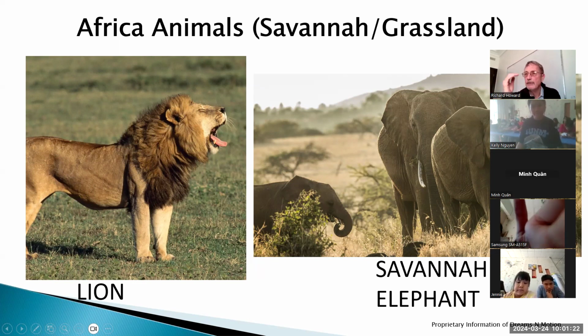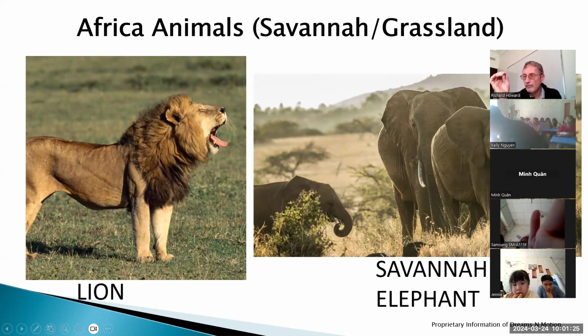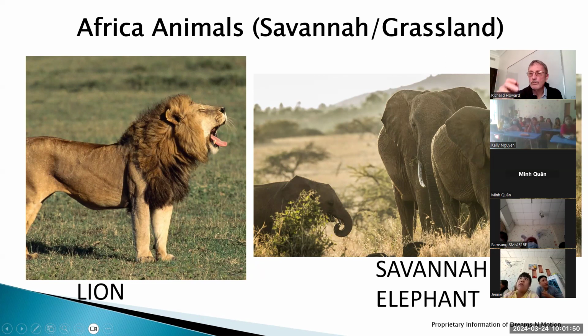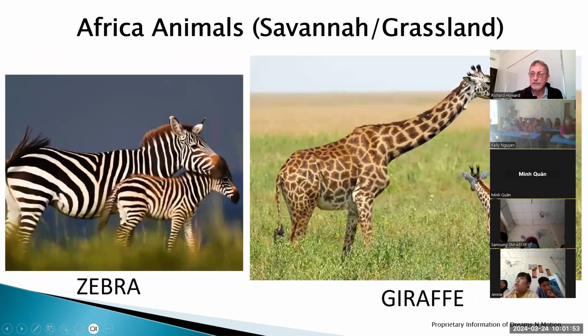Okay, on the right-hand side, we have something we call savanna elephant. A savanna elephant is a little bit different than the forest elephant or the jungle elephant. Savanna elephant is bigger, and again, there are two types of elephants basically in Africa, the jungle elephant and savanna elephant, okay? So you have lions and elephants. You also have zebras and giraffes. How can you tell the difference between a zebra and a horse? What's the difference between a zebra and a horse?